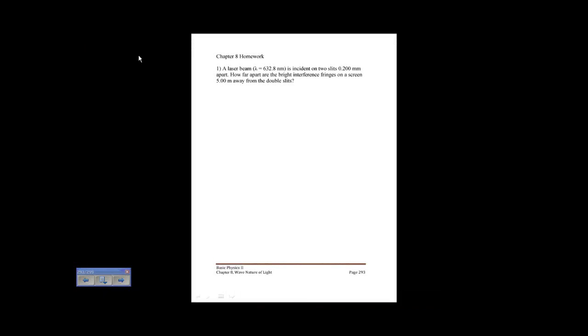Okay, this is chapter 8 homework. It says a laser beam with wavelength 632.8 nanometers is incident on two slits that are 0.2 millimeters apart. How far apart are the bright interference fringes on a screen 5 meters away? So this is the situation that we have.